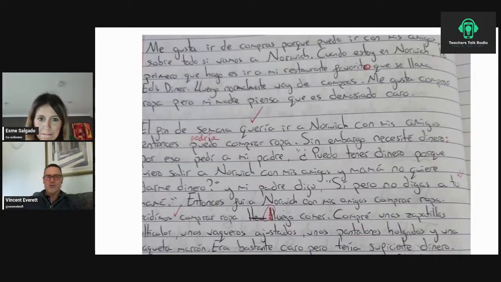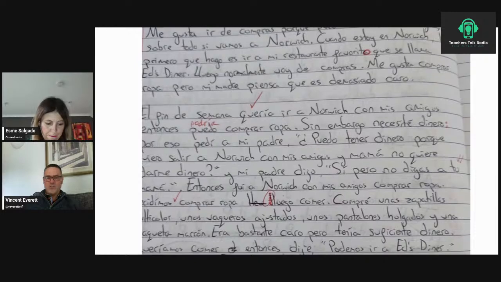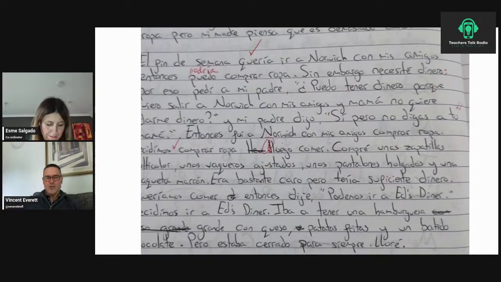What we really want is something more like this. This person says they like to go shopping with their friends. They can go to Norwich. They like to go to Ed's Diner. Mum thinks it's too expensive when they go shopping. Then there's the little adventure they went on, and they had to go with their parents because their dad had the money. They did all their shopping, and then they went to Ed's Diner and it was permanently closed, which is a true story, he told me. And he just wrote this on a blank piece of paper. We did it as a speaking task as well. That's where we want to be.